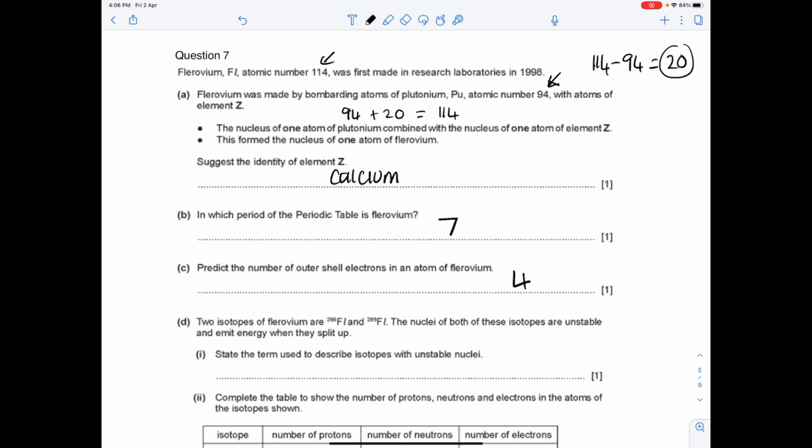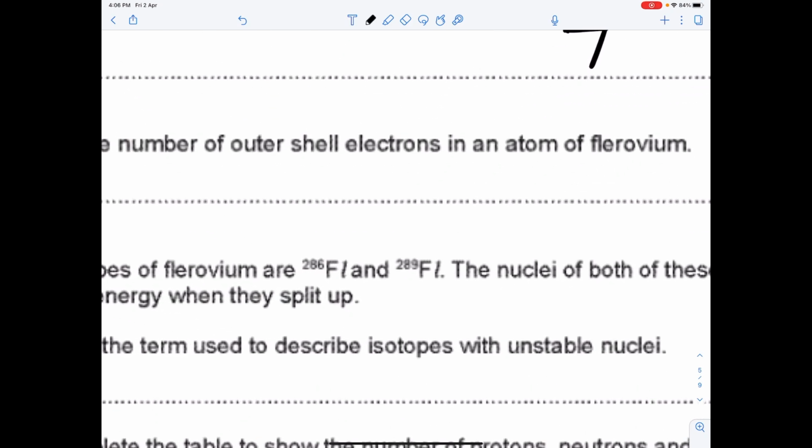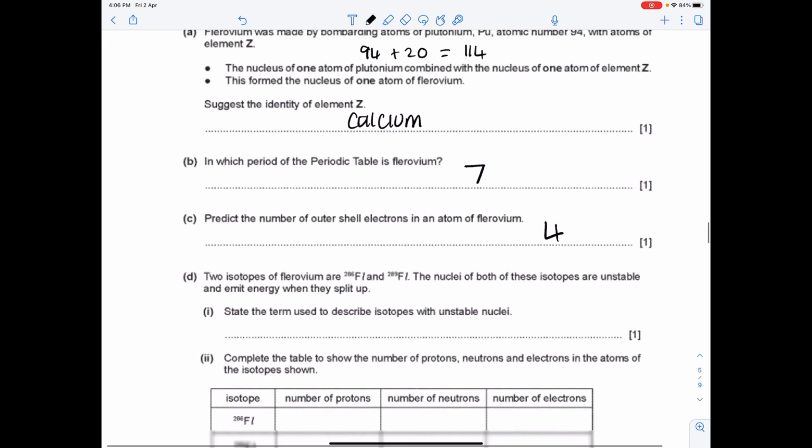Two isotopes of flavorium are 286 flavorium and 289 flavorium. The nuclei of both of these isotopes are unstable and emit energy when they split up. State the term used to describe isotopes with unstable nuclei. They are called radioisotopes. All one word, but they're called radioisotopes because they are radioactive.